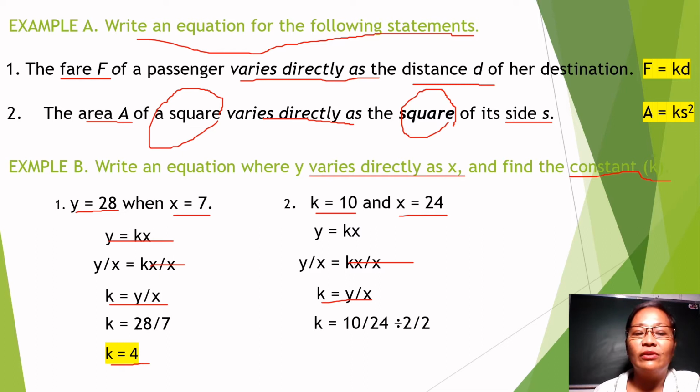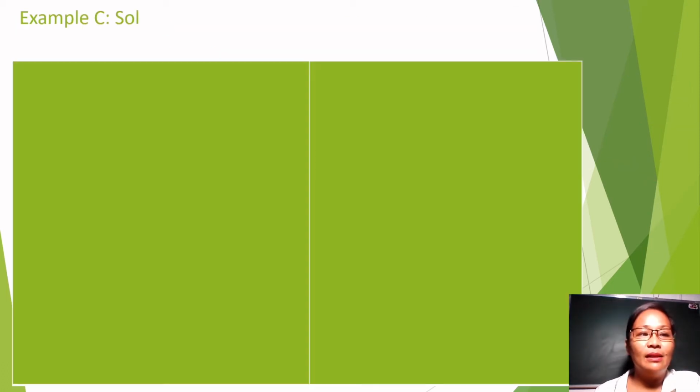Since 10 and 24 are both divisible by 2, we need to divide both by 2. Therefore, 10 divided by 2 all over 24 divided by 2. So we have now k is equal to 5 over 12. Example, letter C. Solve the following.